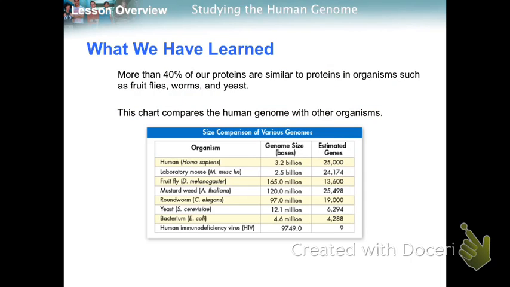If we look at degree of relatedness, however, we see a lot of overlap. 40% of our proteins are similar to proteins in organisms such as fruit flies, worms, and yeast.